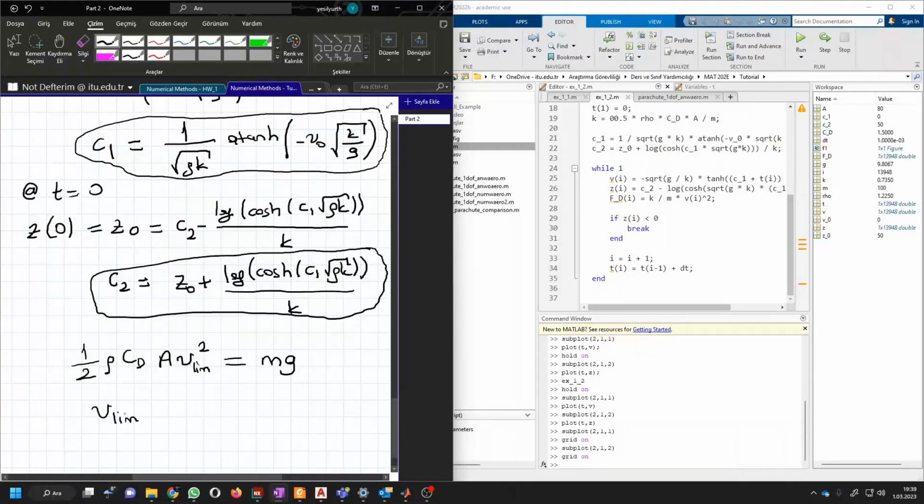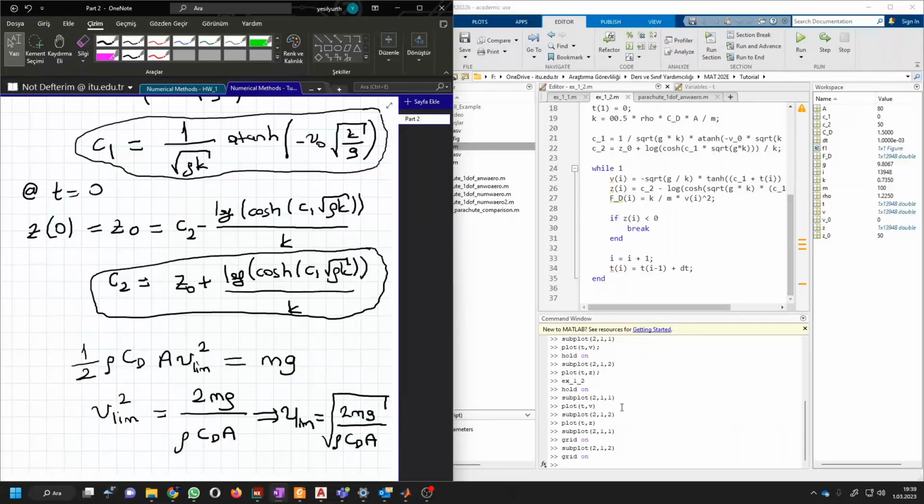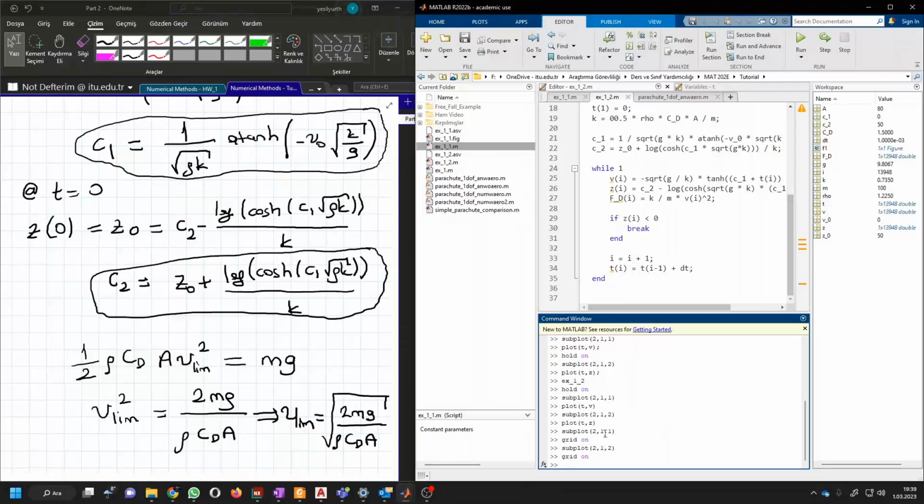So v limit square will be equal to 2 times mg over rho times CD times A, then v limit will be the square root of this expression, 2mg over rho times CD times A. So we have MATLAB under our hands. Let us calculate this value and see if it is comparable with the graph we have already seen.